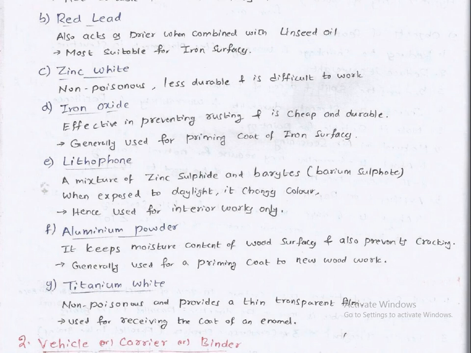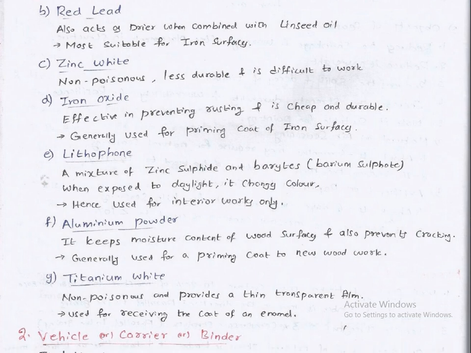Vehicle, carrier or binder. What are these? Let's know. It holds the constituents of paint in suspension and helps to spread it over the surface. Examples: linseed oil, raw, stand, pale boiled, boiled, double boiled, tung oil, poppy oil, nut oil, etc.